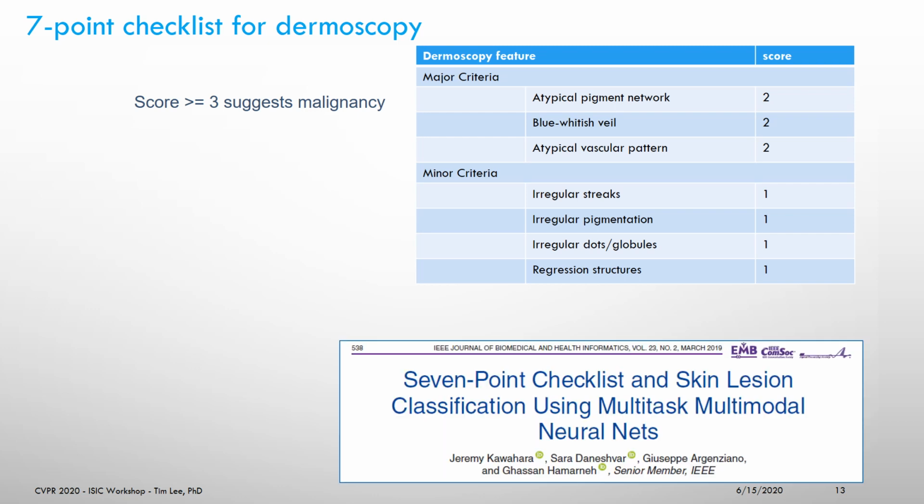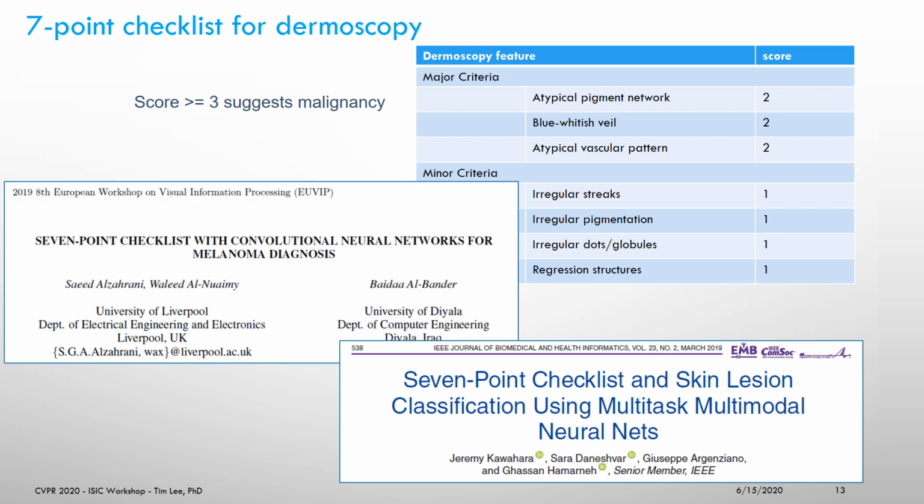It is encouraging that recently there are works on building a classifier based on the 7-point checklist. I would like to mention two papers. One of them is an IEEE paper on building multitask, multimodal neural nets. Another one is a conference paper from a European workshop. Recently, a PhD student of mine, Yuhang Wang, is working on this similar problem, and I can tell you more detail next time.